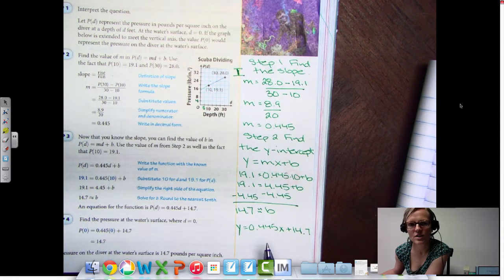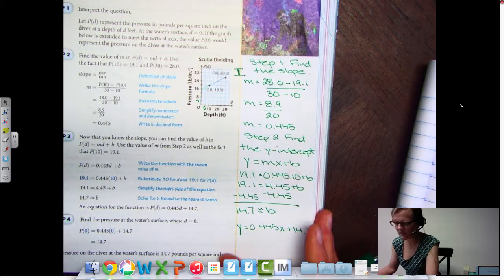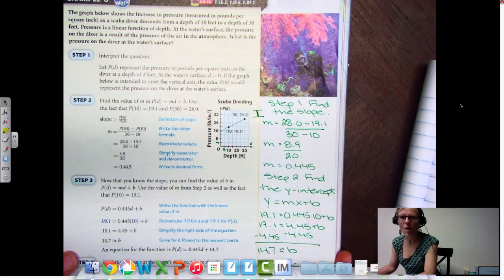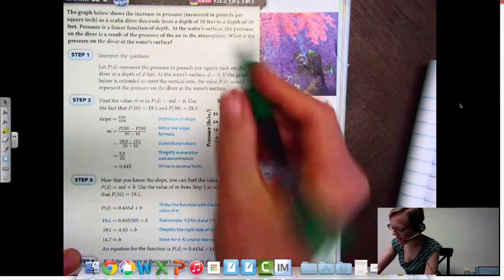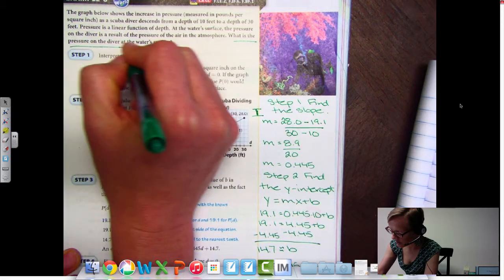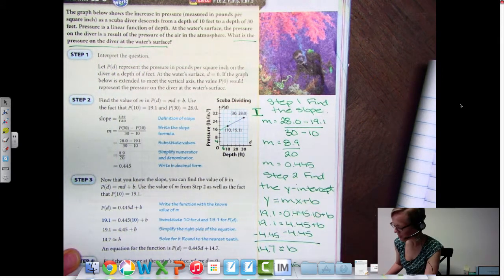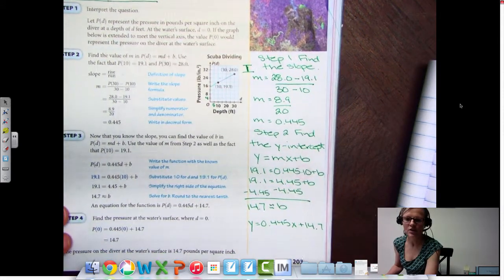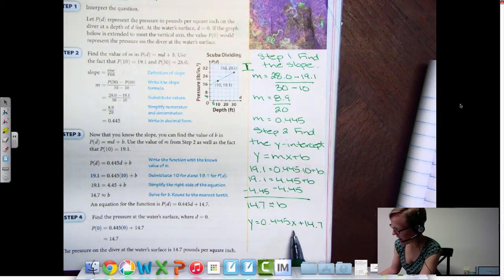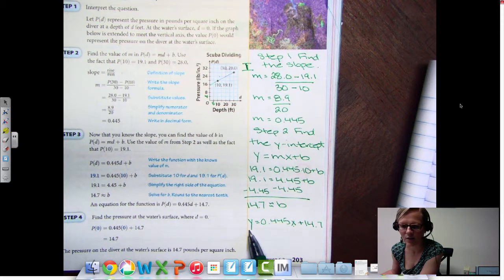And the second question that they wanted us to find was, if I go back to their problem, what is the pressure on the diver at the water's surface? So we had to find the equation to answer this question. Well, the diver's depth at the water's surface is 0. So we go back down to our equation, which we found right here. And this value right here is the x-axis value, which is the depth. So if this was 0, what would the y value be?